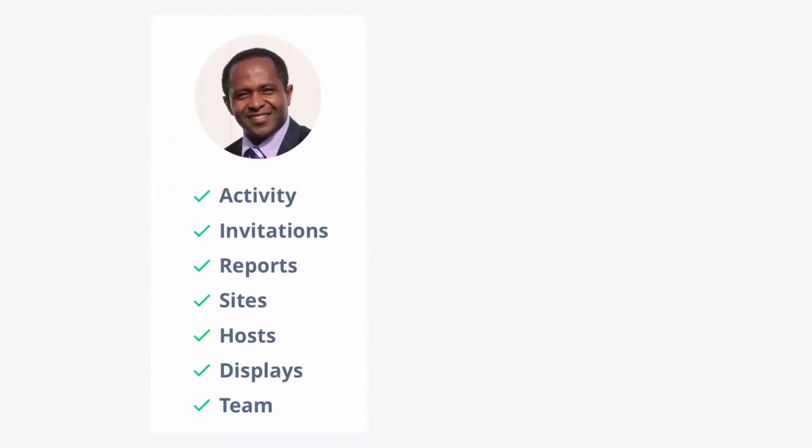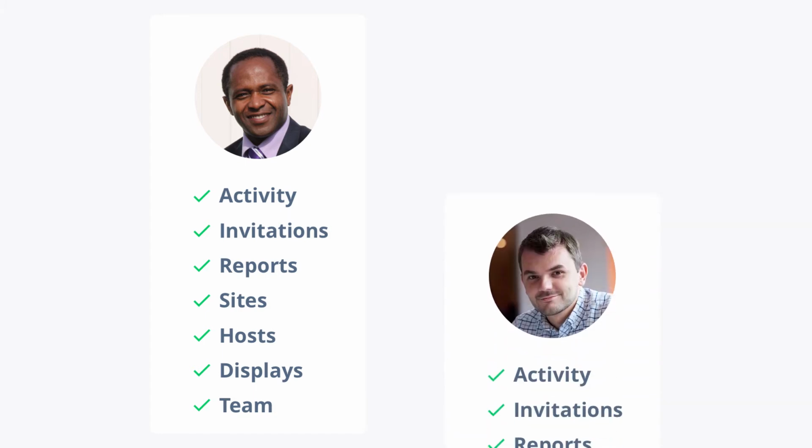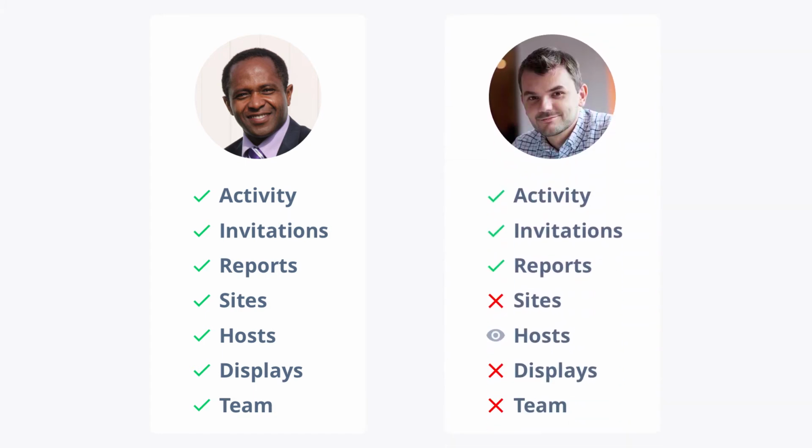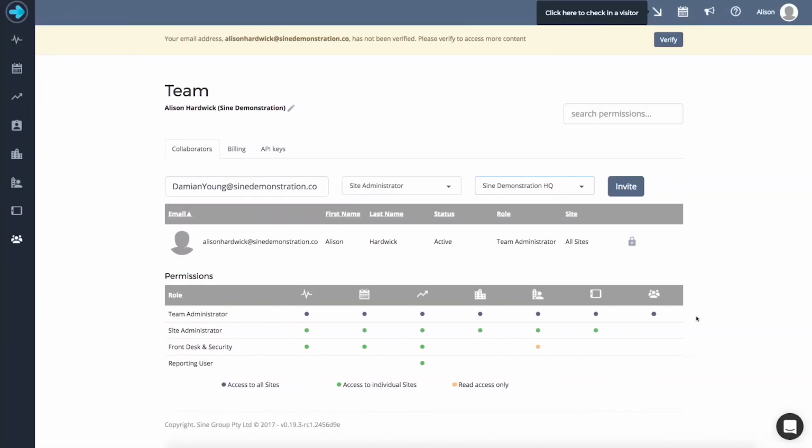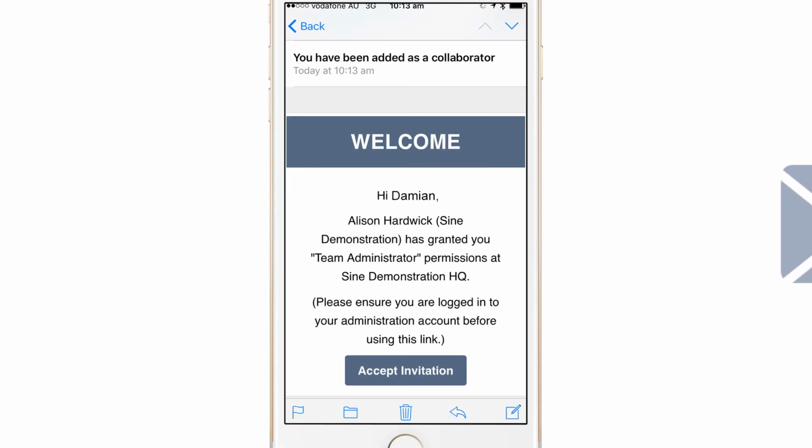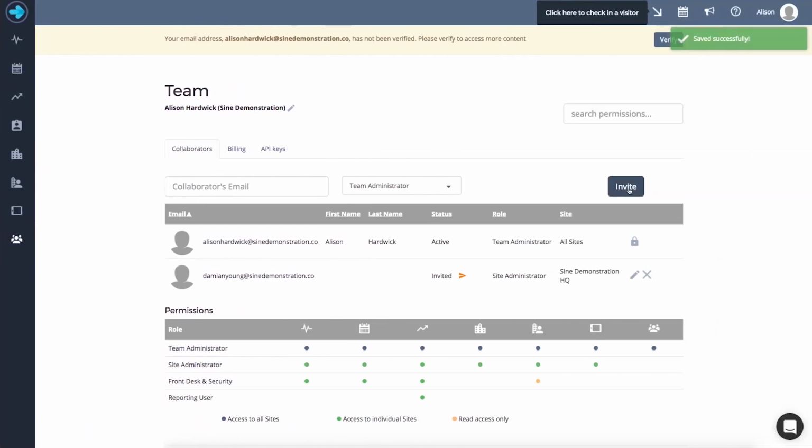For example, a team administrator has full access to the Sine dashboard over every work site, whereas front desk and security are limited to the activity, invite, and reporting sections for one site only, and can read, but not alter, hosts for that site. Once you have chosen your site, you press invite and an invitation is sent to the team member, giving them permission to access your Sine dashboard in their given role.